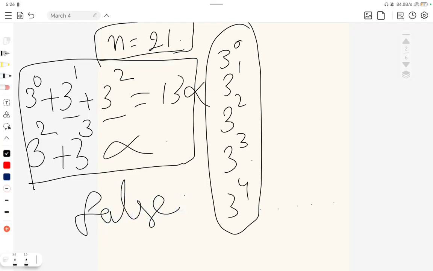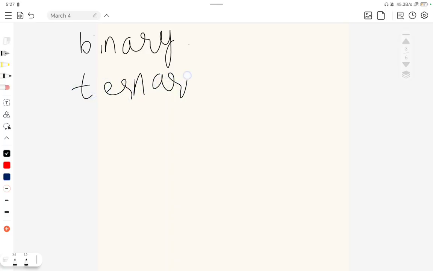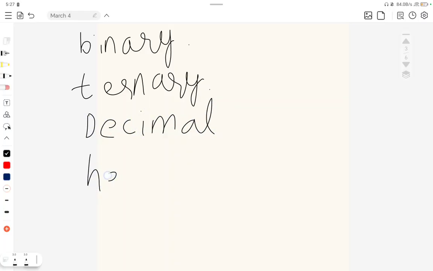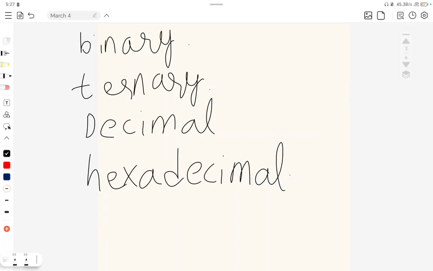How do we approach this problem? In computer science we have different forms of representation of a number: binary, ternary, decimal, hexadecimal. There are many others, but these are the ones we majorly discuss in computer science.